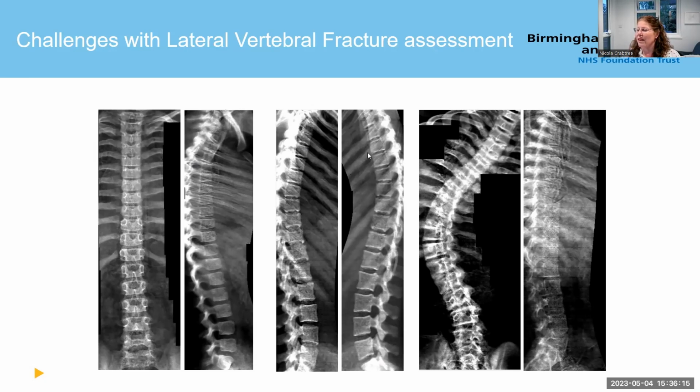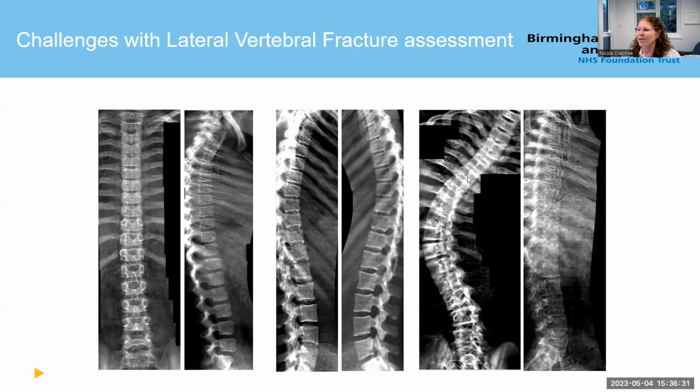This is an example of a child who's got a bit of a mild scoliosis, but actually we could improve the visualization of the spine by lying them. This is lying in the decubitus position on the left-hand side. So we turned them over and scanned them on the right-hand side, and we can see that it's improved the visualization of the thoracic spine.